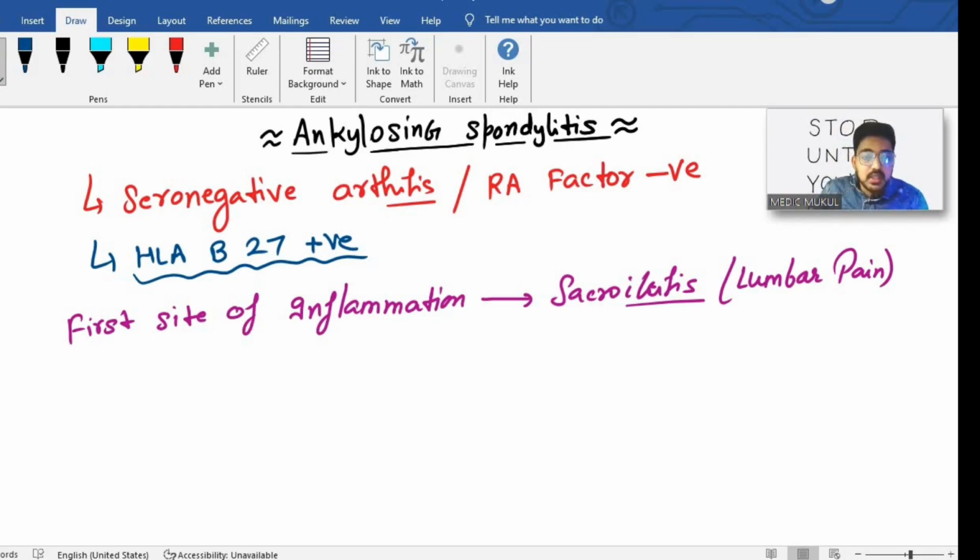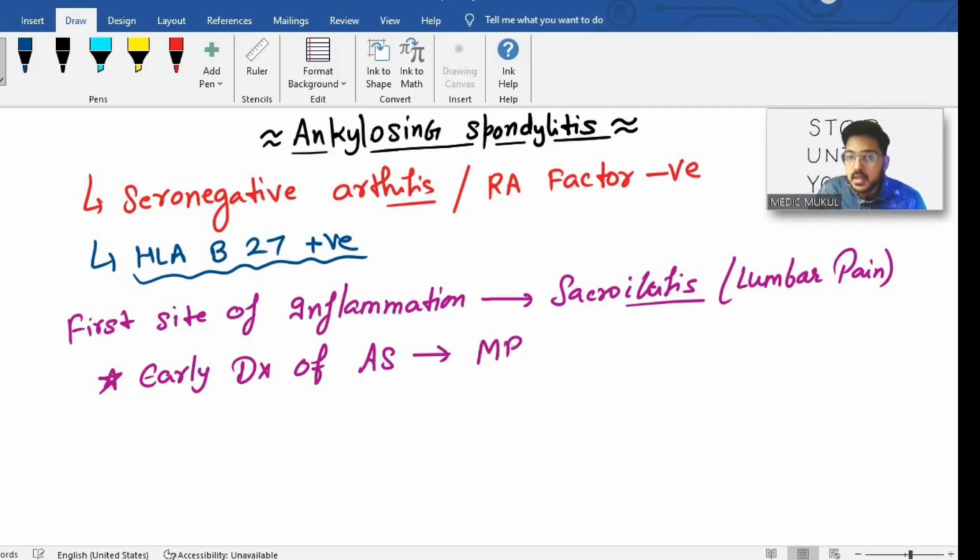Now, if we want to diagnose ankylosing spondylitis early, what will we do? We will do the MRI. And remember guys, the MRI is the investigation of choice for early diagnosis of ankylosing spondylitis.